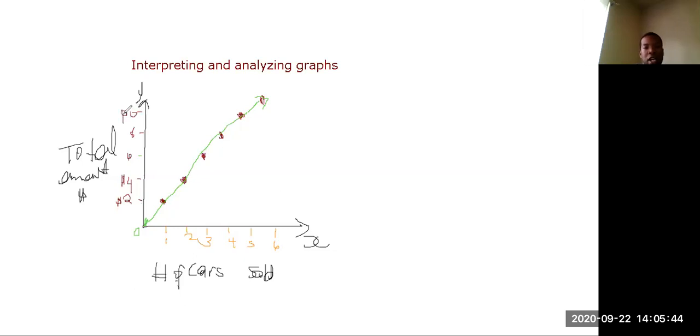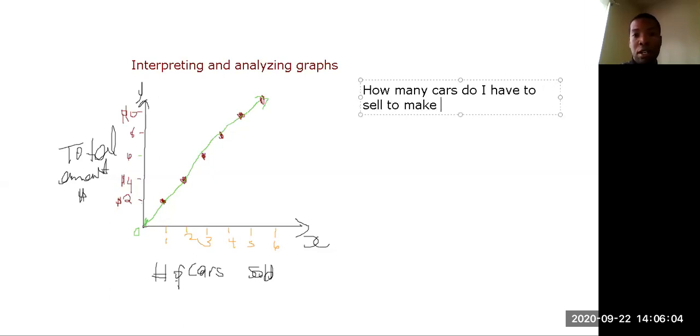So when I say interpreting and analyzing a graph, I'm going to ask and say, how much? First question. How many, and put your answers in the chat, how many cars do I have to sell to make $8? Four cars, yep. And the graph was linear for all the people who responded. 4 cars, yes. It's so simple. Okay, we could do this in our sleep.